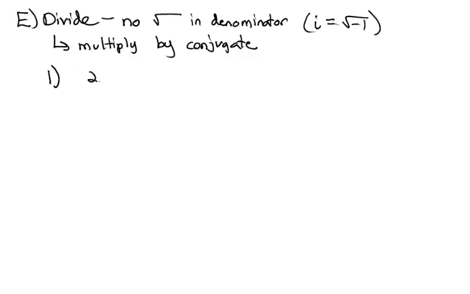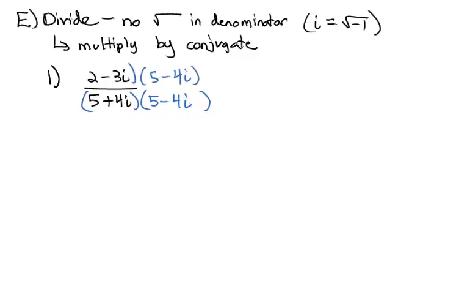So for example, if we have 2 minus 3i over 5 plus 4i, we don't like that i in the denominator, so we're going to multiply by its conjugate by changing the sign to 5 minus 4i in both numerator and denominator. Now we're going to have to work for the numerator. The numerator we actually have to FOIL out. No shortcuts. It's not a conjugate, so we have to go through all the FOILing.